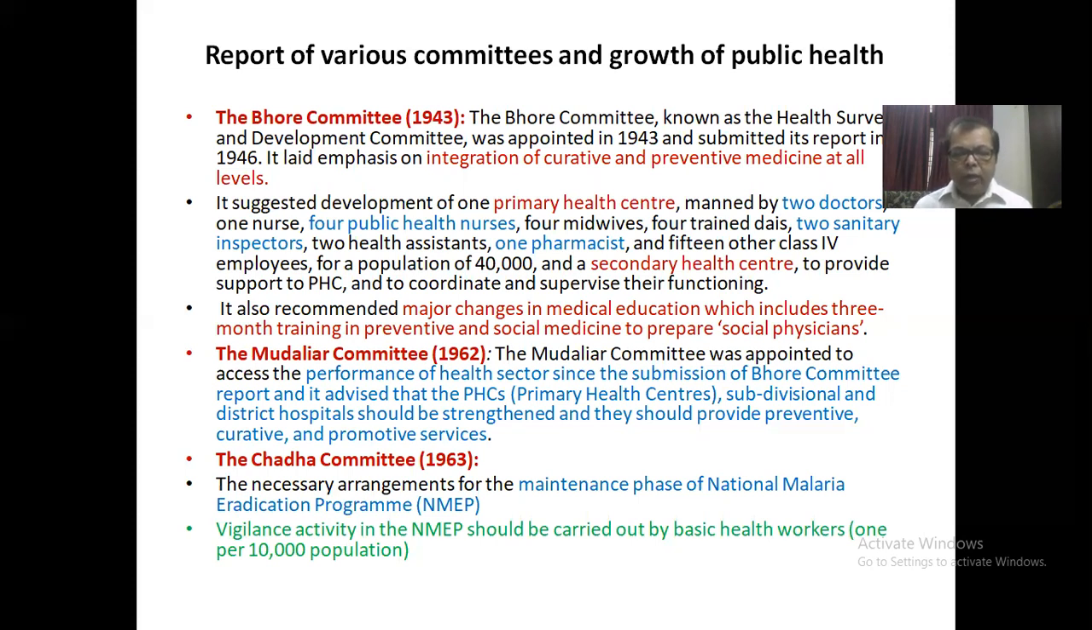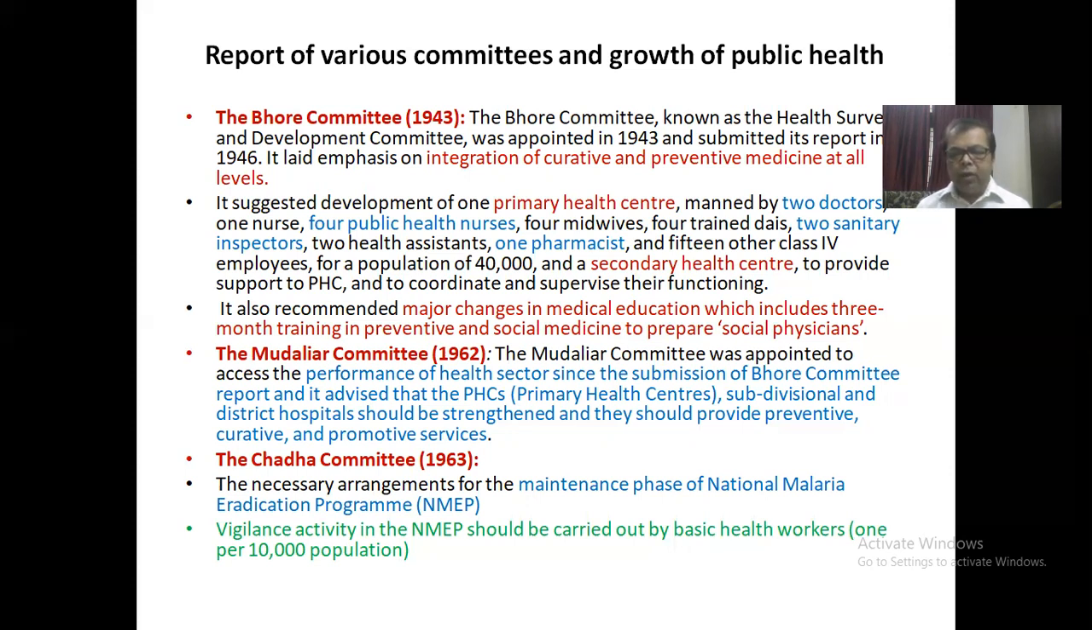The Bhore Committee also recommended major changes in medical education, which includes 3-month training in preventive and social medicine to prepare social physicians. So it also talks about a specific kind of training in preventive and social medicine, because we need to understand that unless we focus on preventive medicine, we cannot achieve the goals of health for all, because depending upon curative medicine basically means depending upon the diseases to occur, right? Preventive medicine actually talks about prevention from occurrence of the disease. So this was the comprehensive report of the Bhore Committee, and then the Mudaliar Committee was constituted in 1962.